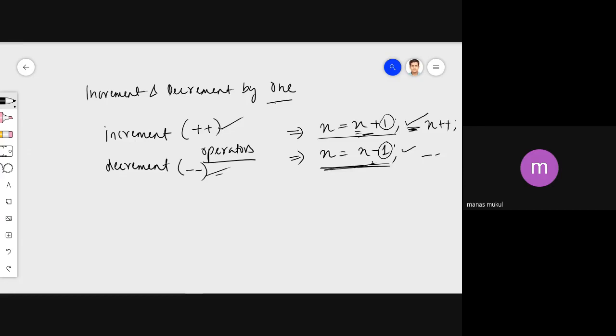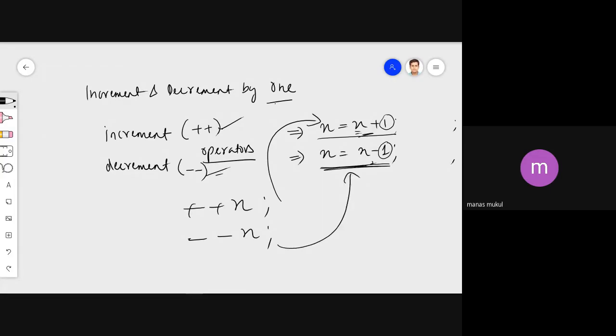Okay, so for example, you can write it this way. Let me write it here. You can write plus plus x and minus minus x. So this is equivalent to this, and this is equivalent to this. Now, actually, there are two versions. Like if you have noticed earlier, I wrote plus plus and then I again changed it. You can either write plus plus x, or you can write x plus plus. You can either write minus minus x, or you can write x minus minus.